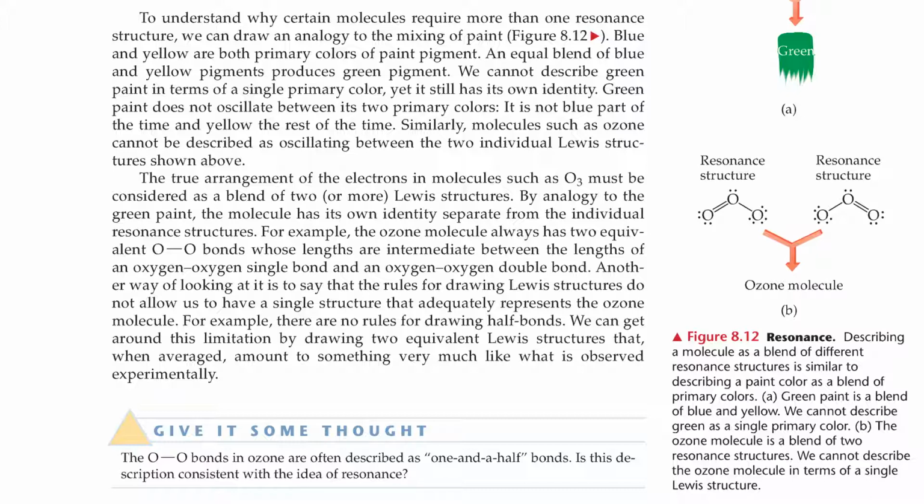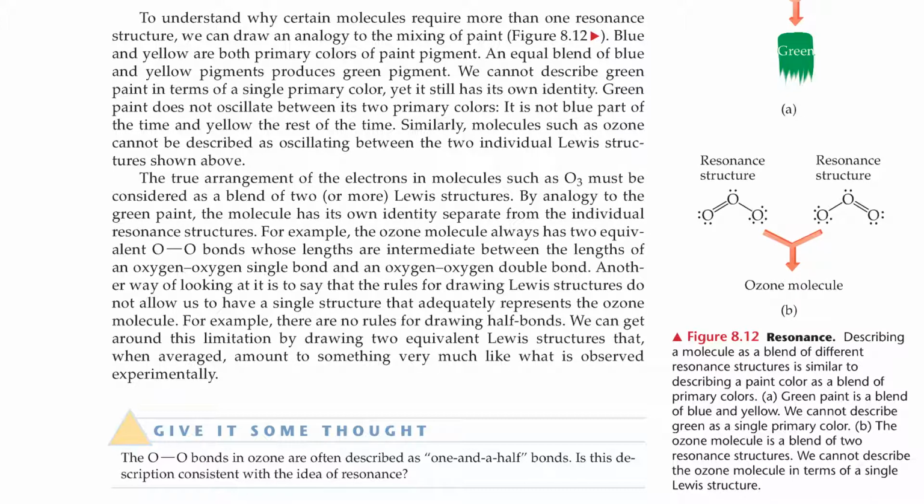Similarly, molecules such as ozone cannot be described as oscillating between the two individual Lewis structures shown above. The true arrangement of the electrons in molecules such as ozone must be considered as a blend of two or more Lewis structures. By analogy to the green paint, the molecule has its own identity separate from the individual resonance structures. For example, the ozone molecule always has two equivalent oxygen-oxygen bonds whose lengths are intermediate between the lengths of oxygen single and oxygen double bonds.